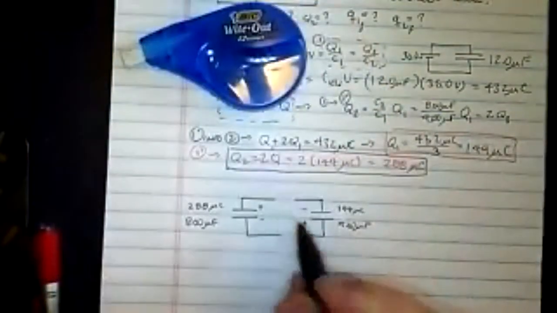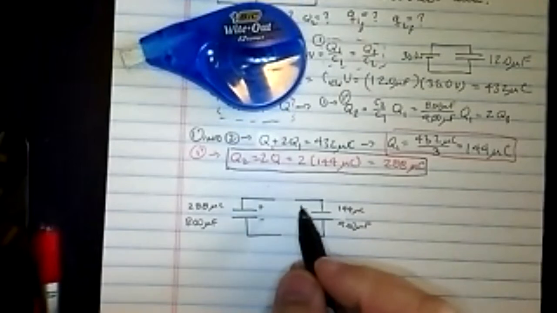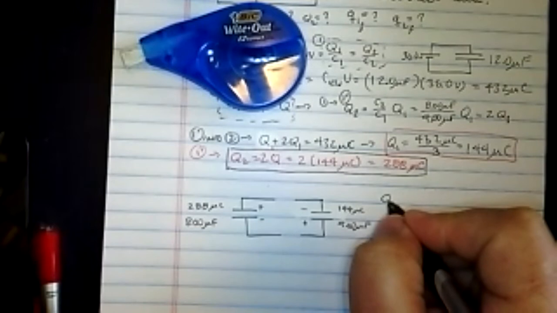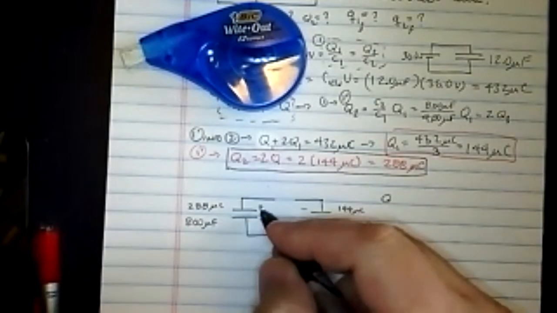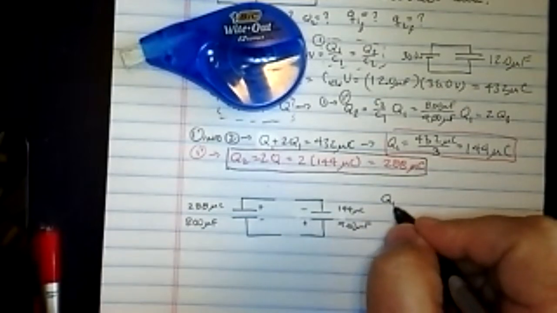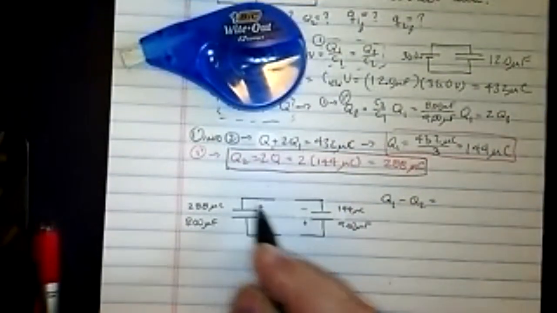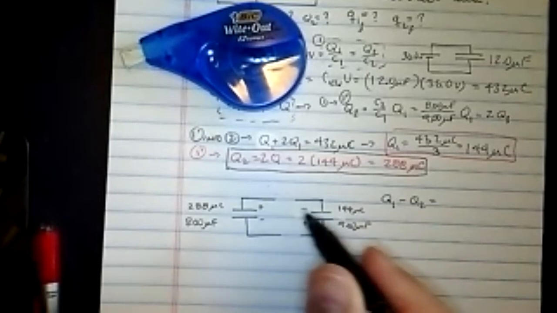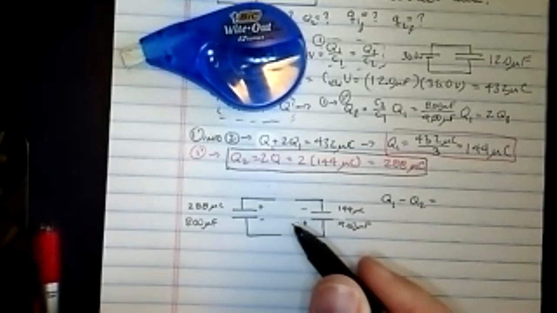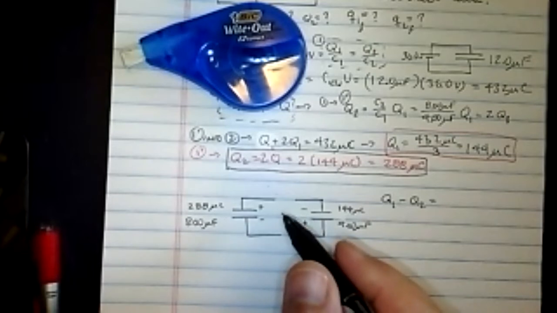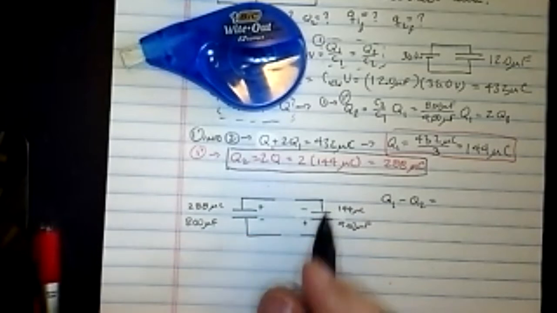So what you see is when I connect these, this is negative and this is positive. So what I'm going to get is Q. Let's say this is the positive side as I wrote it here. So we're going to say Q1 minus Q2. That's going to be the net charge we have left because the pluses are going to cancel out the minuses until it runs out of pluses or minuses.